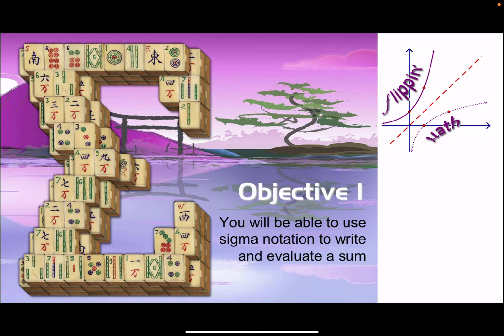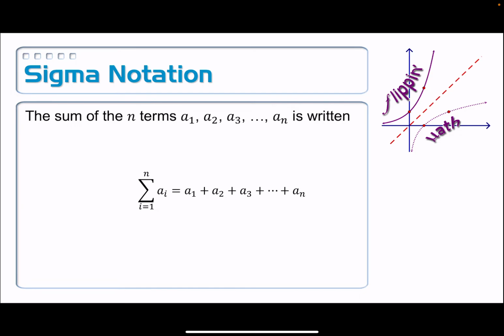Let's begin our first objective, shall we? Where we are being able to use this sigma notation to write and evaluate a sum. And the things that we are usually summing are a sequence of numbers. And that sequence of numbers, generally in mathematics, is denoted with an a sub 1, an a sub 2, an a sub 3 for the first, the second, and third, all the way up to a sub n, where we have n terms in our sequence.